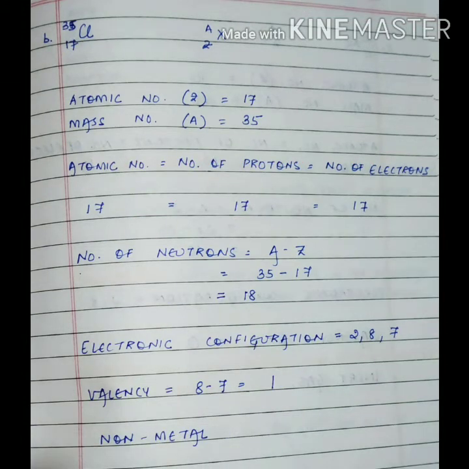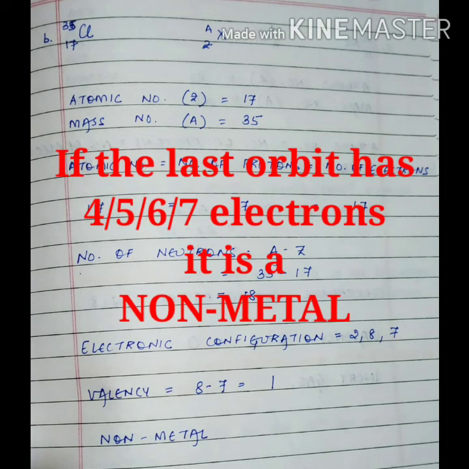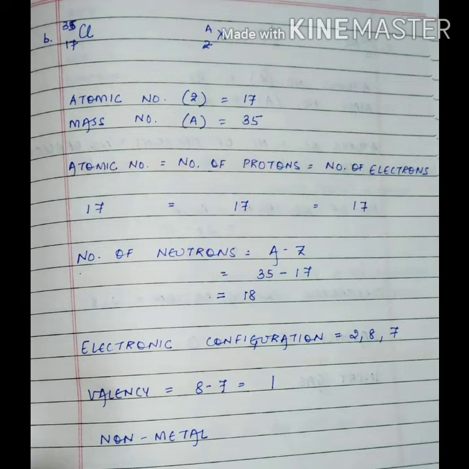I've already told you if the last orbit has 1, 2 or 3 electrons, then it is a metal. But if the last orbit has 4, 5, 6 or 7 electrons, then it is a non-metal. So in case of chlorine, there are 7 electrons, so it is a non-metal.